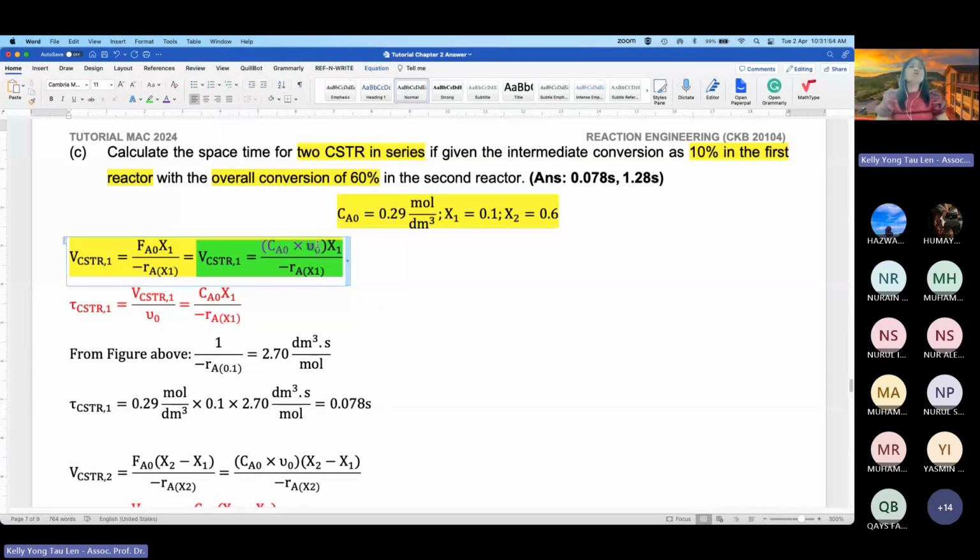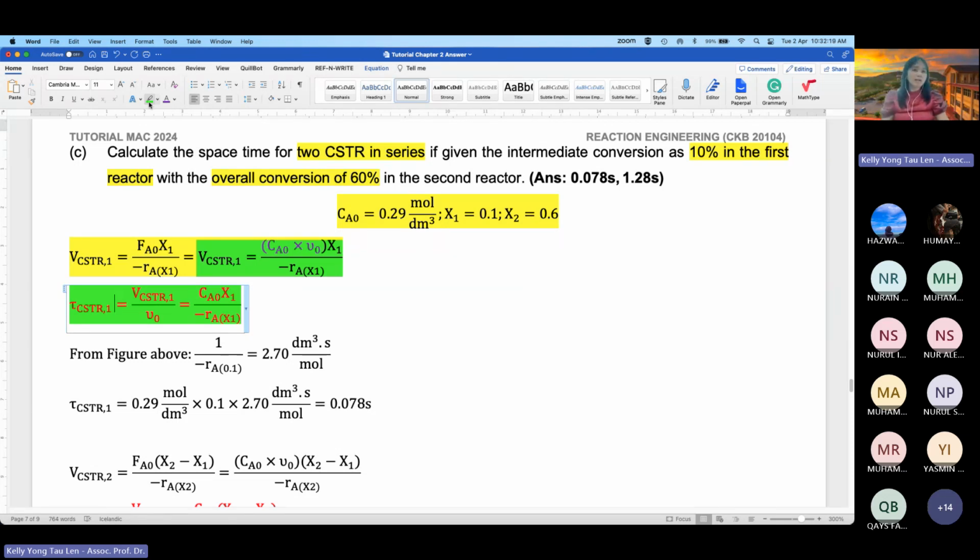So if I move this epsilon naught from right to left, from the top it becomes the bottom at the left. So on your left hand side, you get volume CSTR1 divided by epsilon naught. This is actually your space-time for your first reactor. So by removing the equation, you've got on the left hand side what you want, which is the space-time for the first CSTR.